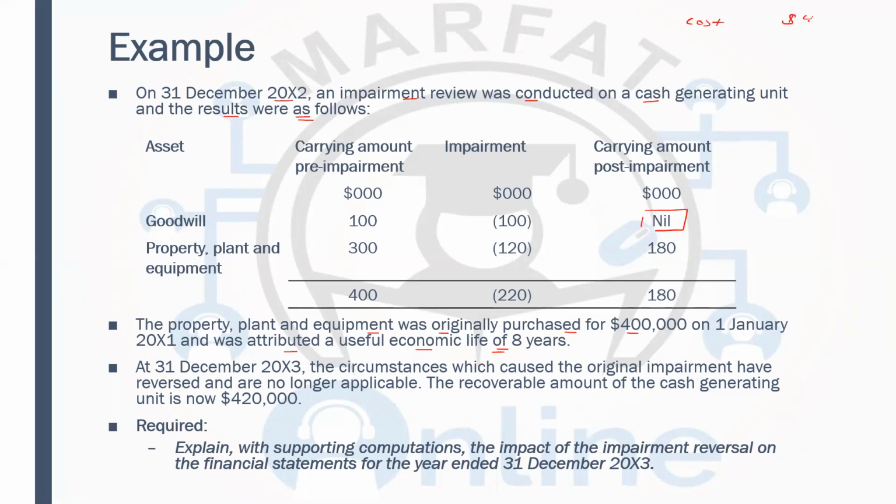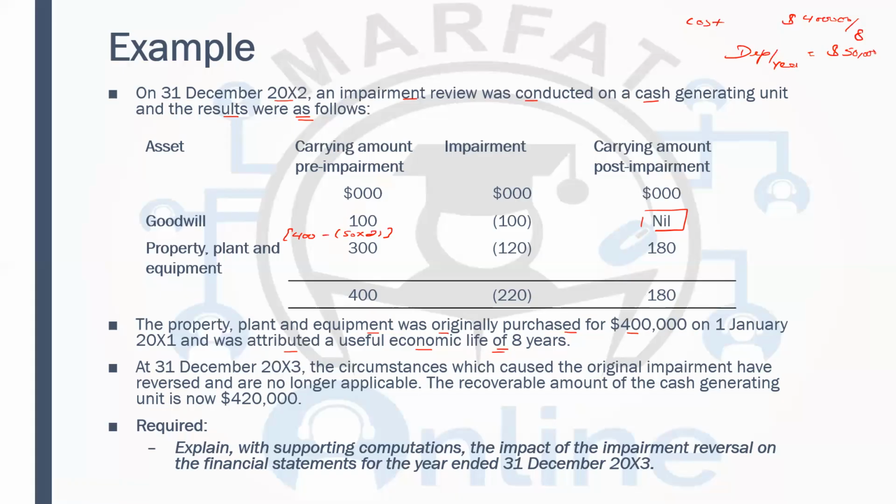The cost is 400,000. It is going to be divided by 8 years, and the depreciation per year is going to be 50,000. So they conducted an impairment review after 2 years of the asset purchase. Now that means that the asset would have been 300. Now how has this 300 been calculated? 400 is the original cost minus 2-year depreciation, so 50 per year into 2. So that is why you got this carrying value of 300.